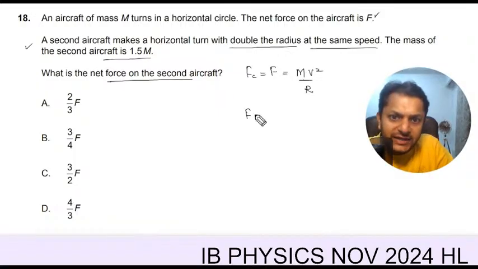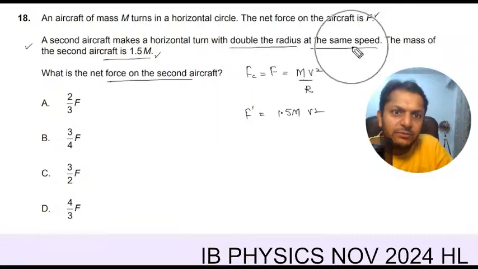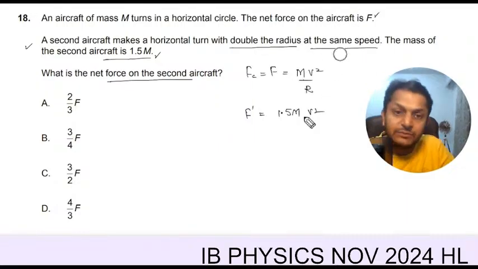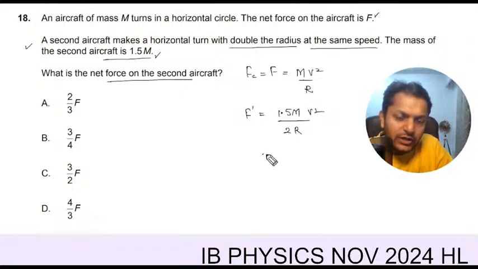Now in the second case, you can just call it F dash. The mass becomes 1.5 times. Velocity remains the same because it is moving at the same speed, and the radius is double, so it is 2r. So the only factor that we are multiplying extra to mv square by r is 3 by 2, but by this it will become 3 by 4 mv square by r.